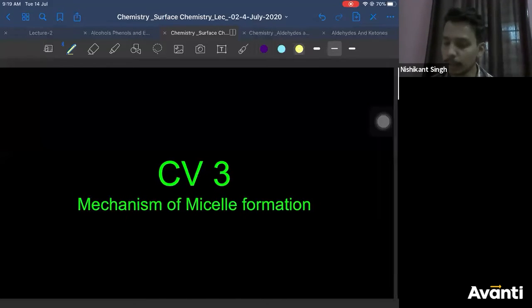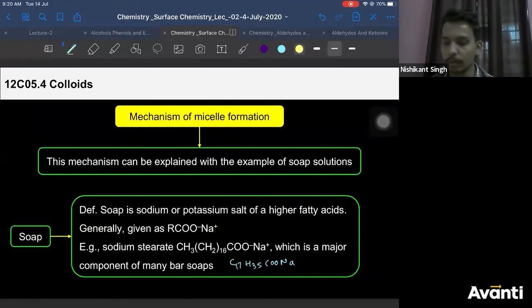How does it work? So we defined the soap as the sodium and potassium salt of long chain fatty acids, right? And the general formula was given by RCO minus Na plus, right? Example was sodium stearate, which contains a total of 18 carbons, correct? Which can also be written as C17H35COONa, right? And it is the major component of soaps, bar soaps, correct? So this is how you define soap.